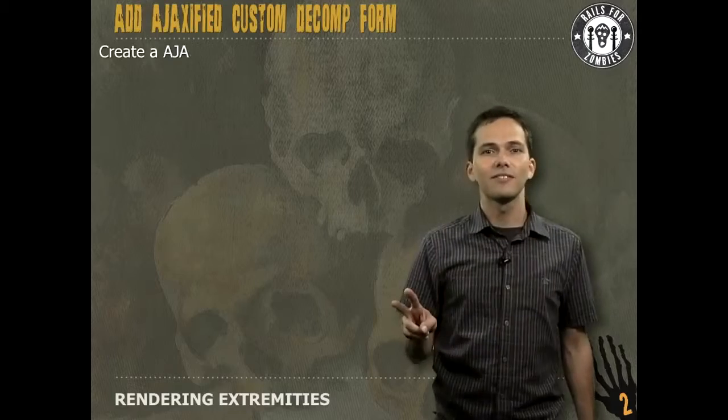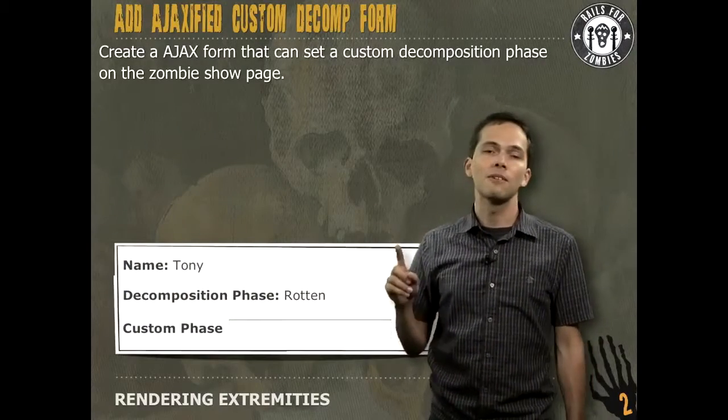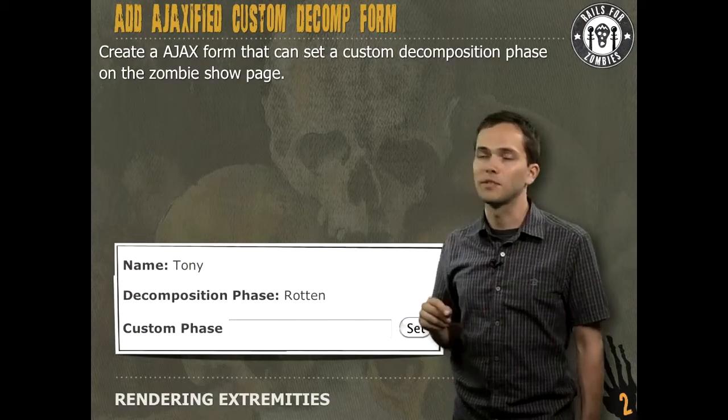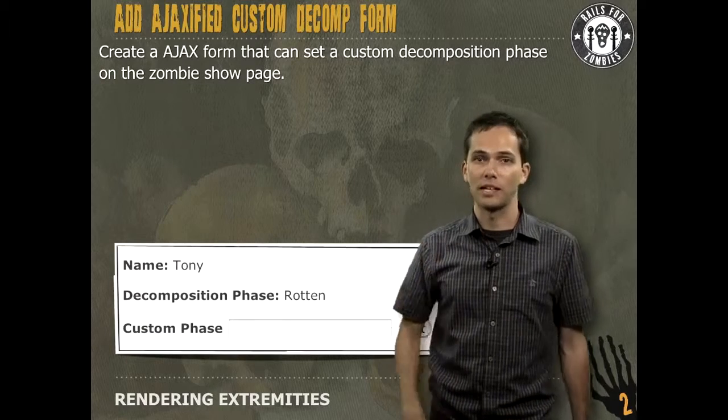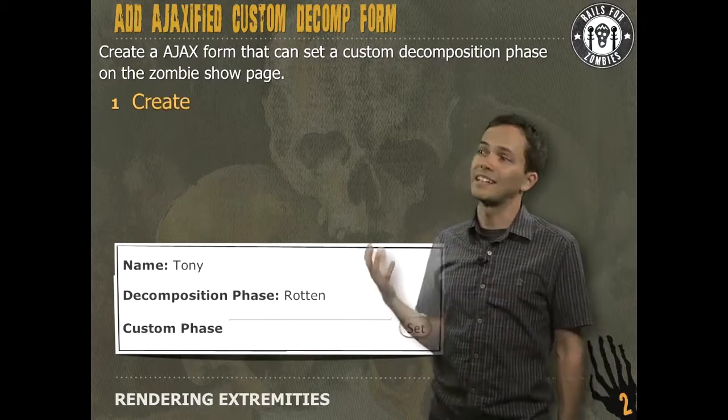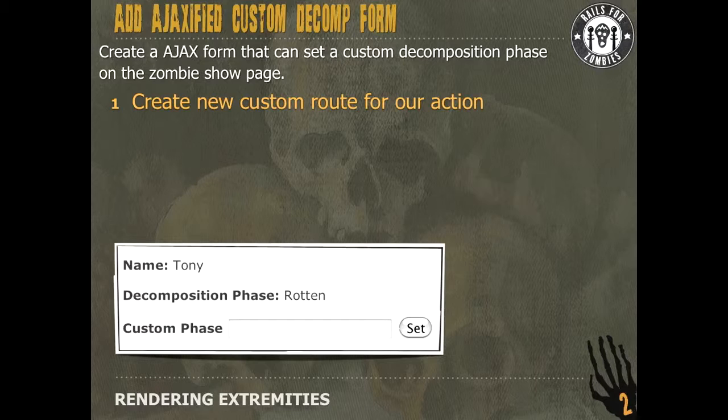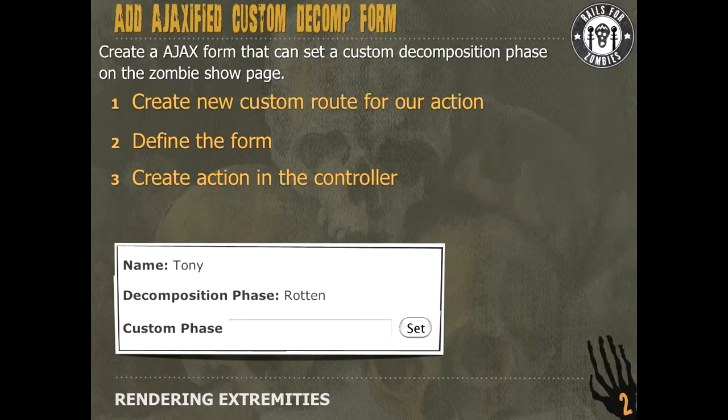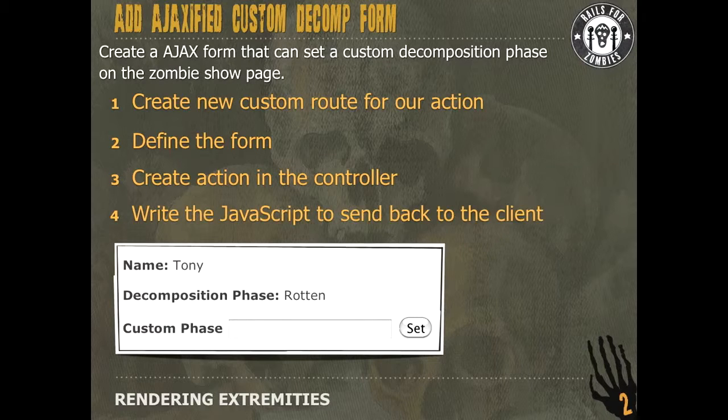Two more challenges left. In this one, we want to create a form which allows us to set a custom decomposition phase on the zombie show page. To do this, we need to create a custom route for our action, a new custom route. We need to define the form, create the action in the controller, and then write the JavaScript which we're going to send back to the client.